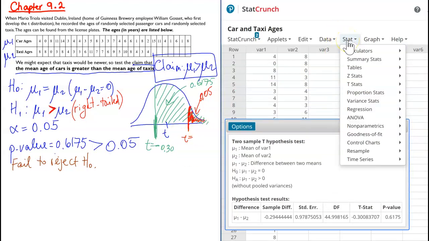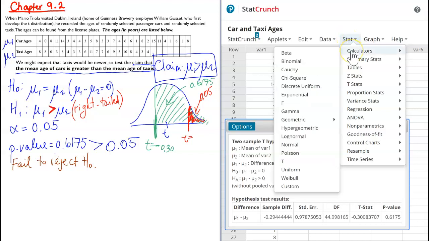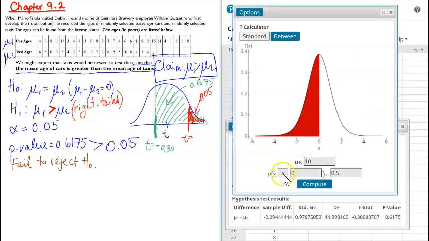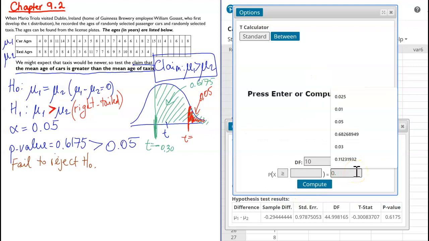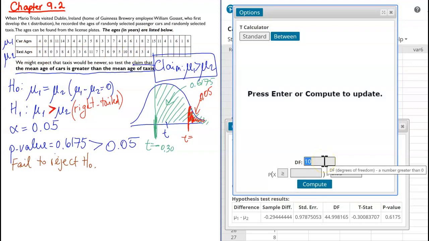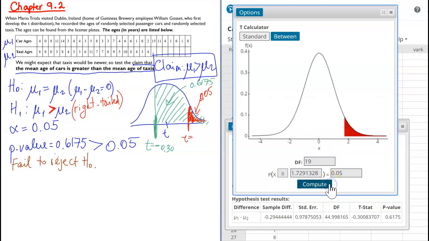To find critical value in StatCrunch, go to Stat, Calculators, and this is the calculator. Identify the direction of the distribution to the right. Area to the right is 0.05. Identify the degrees of freedom. Degrees of freedom is smaller of the two. The second sample has 20 values, so we are going to use 20 minus 1, 19, as a degree of freedom. Compute. Critical value is 1.73, rounded to 2 decimals.